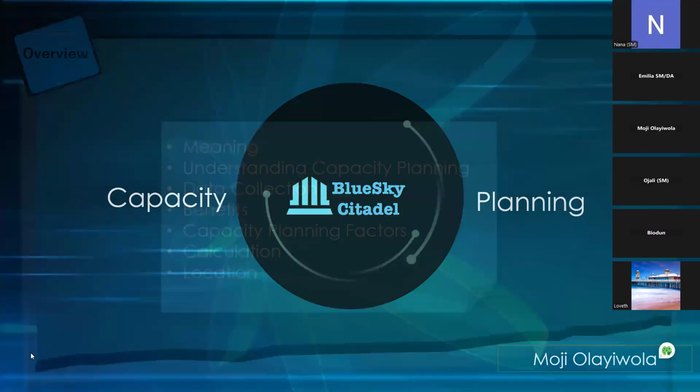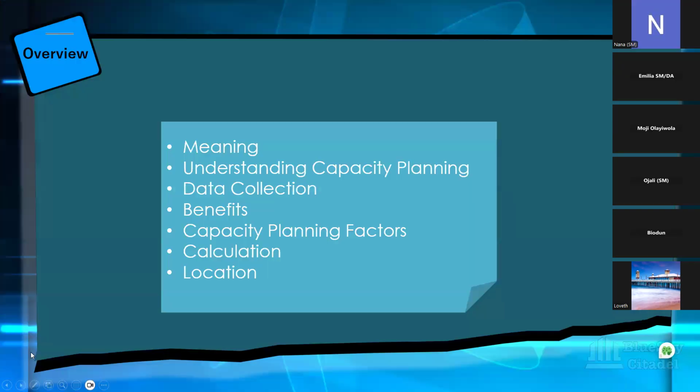We want to know what capacity planning means for a Scrum team. We want to understand capacity planning, data collection, what the benefits are, what factors you need to consider when planning your team's capacity, how you calculate your team's capacity, and then where that can be recorded on your project board also. We'll look at all those tonight and take questions as we go along.